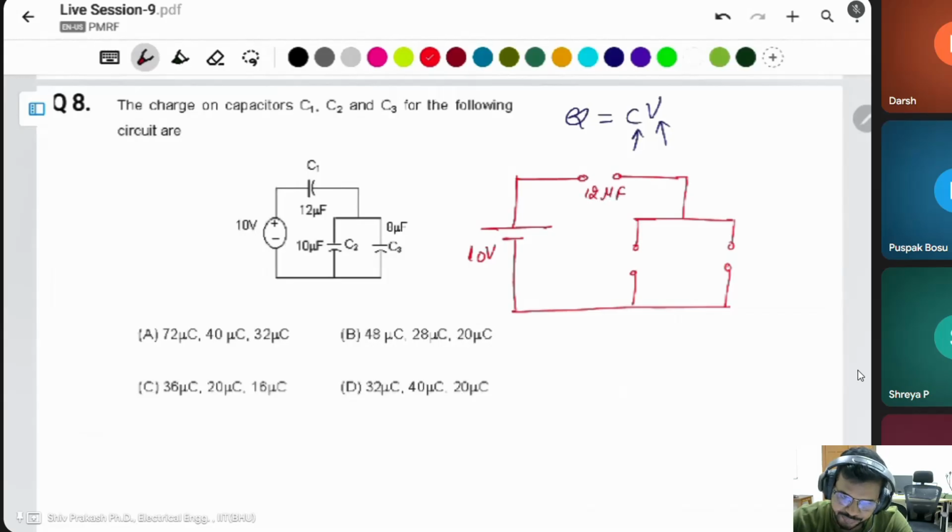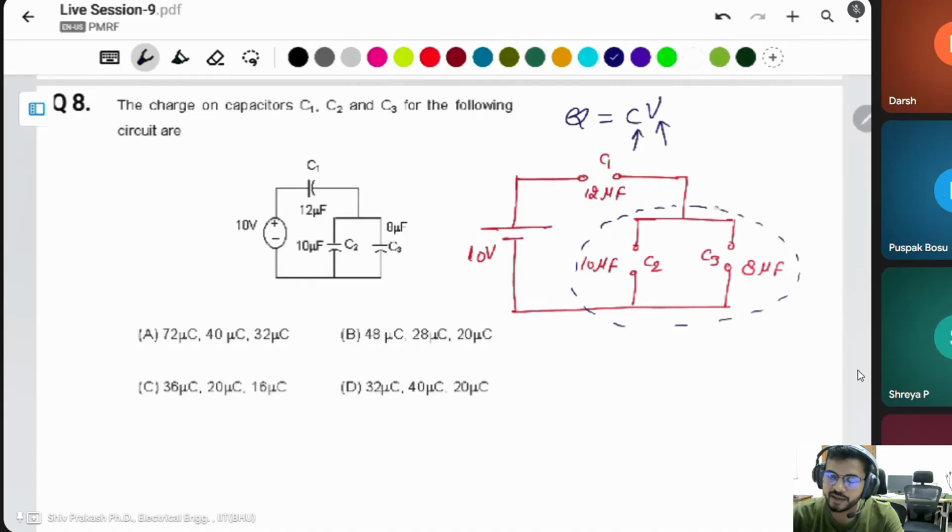12 microfarad, 10 microfarad, 8 microfarad. This is C1, this is C3, this is C2. We have to find the voltage. You know about this combination? These two are connected in parallel. For a parallel connection of capacitors, the equivalent capacitance is the summation of the capacitors. So C2 plus C3 is equal to 18 microfarad.